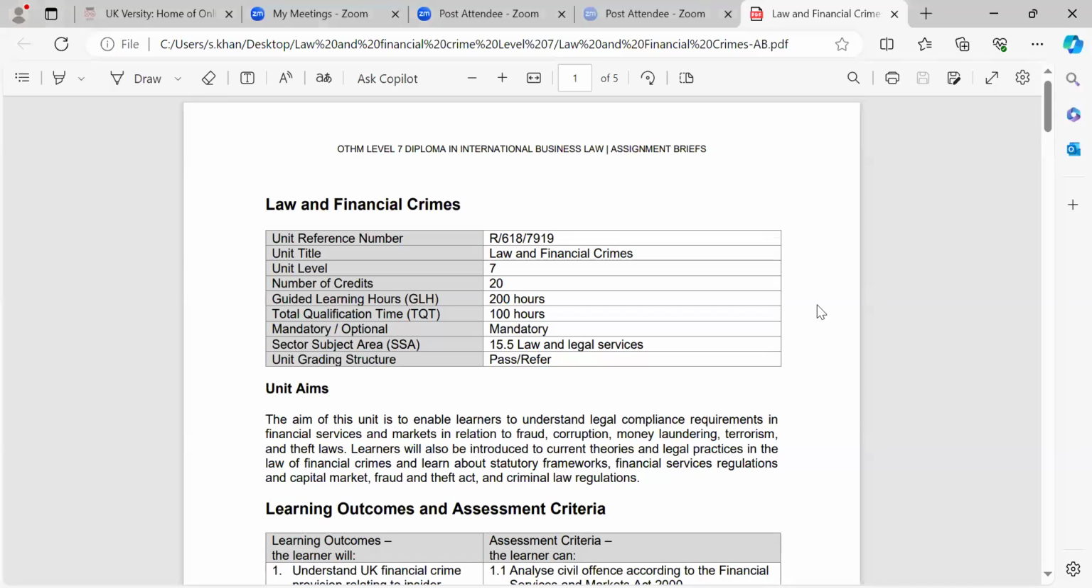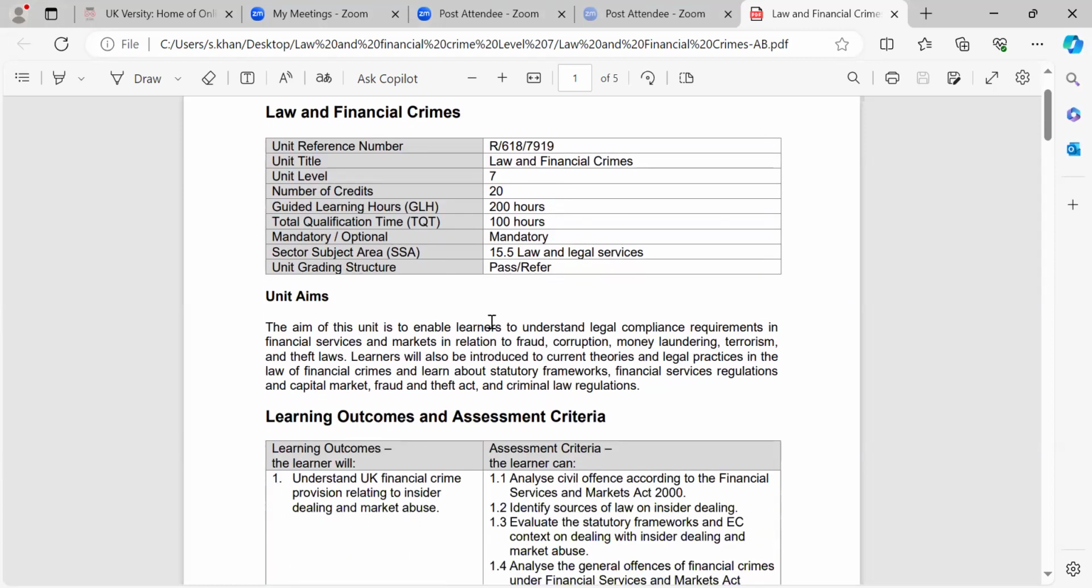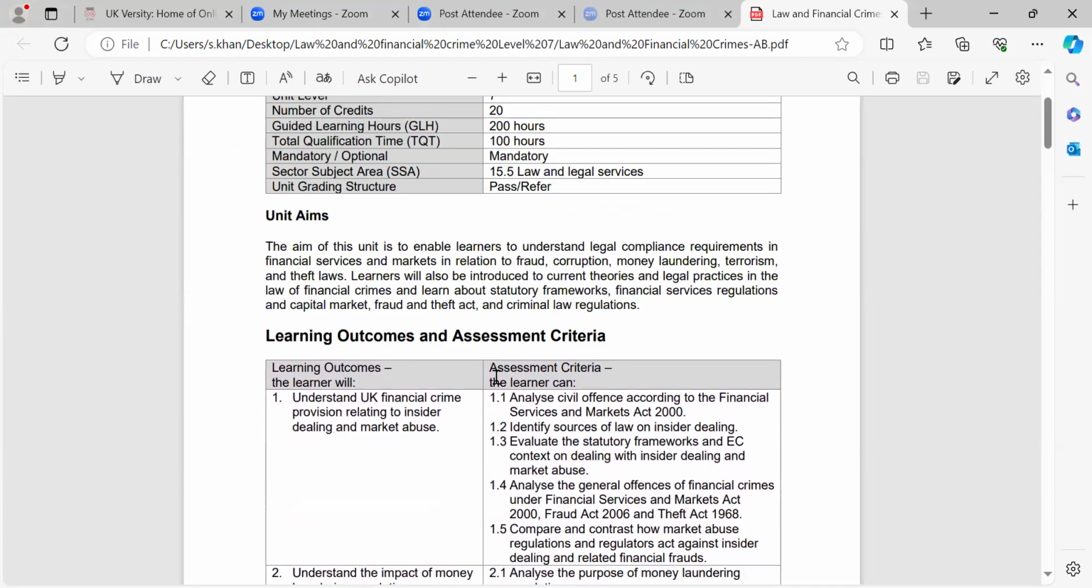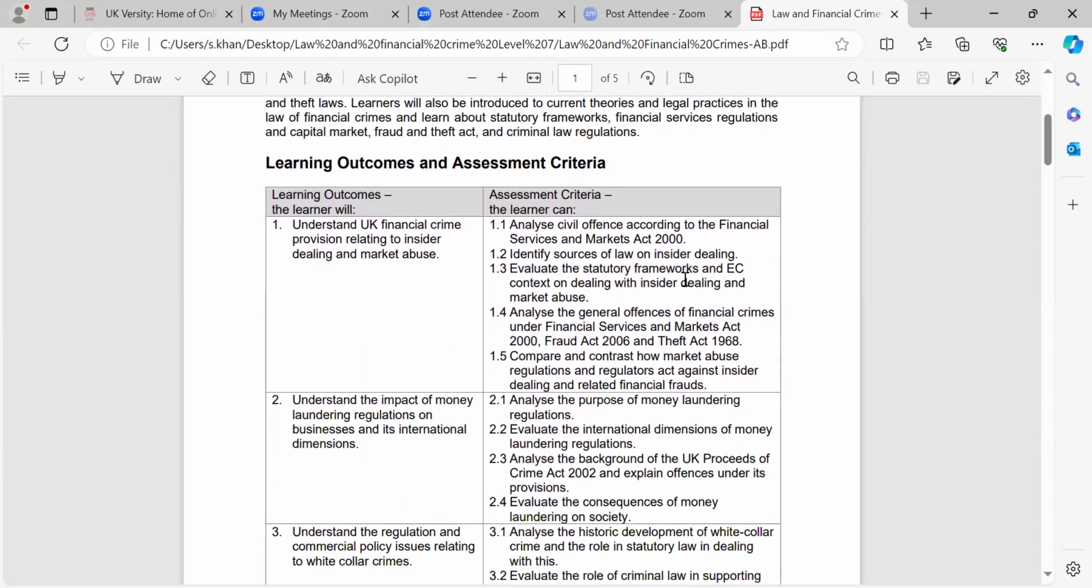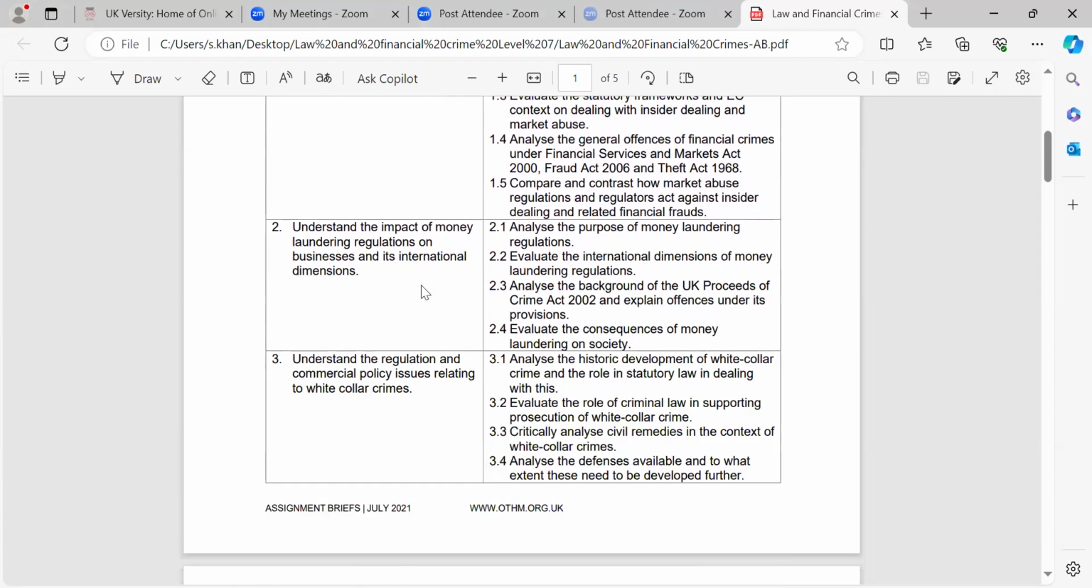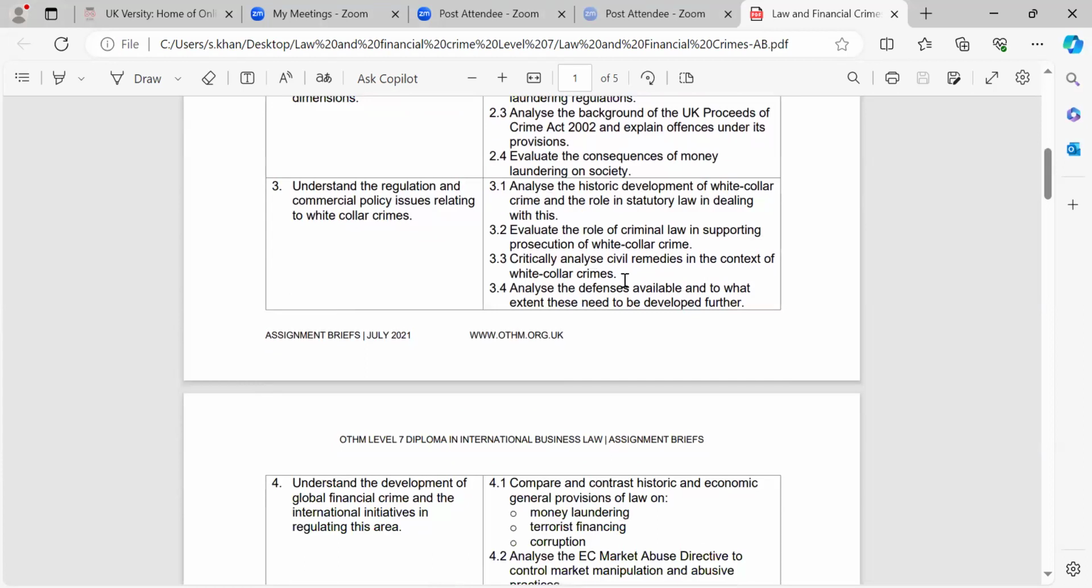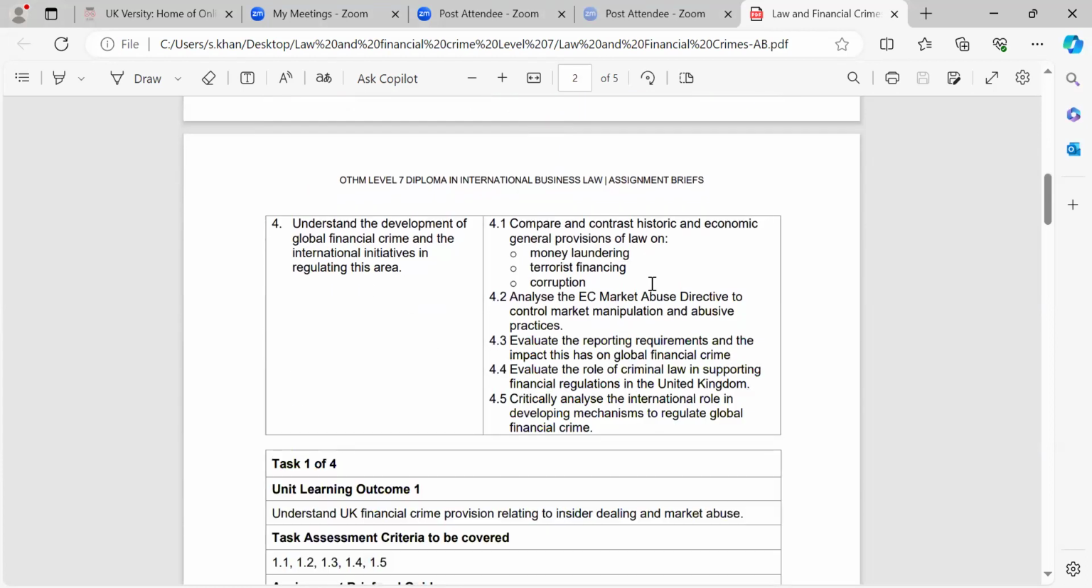So let's share this. The assignment brief is on Moodle, and it's available for you from the start. It's got the unit title on there, the unit reference number, the credits, all sorts of information in regards to your guided learning hours, pass or refer, what you could get. And then it's got the learning and assessment criteria there. So learning outcome 1, what is expected of you? Learning outcome 2, what is expected? Learning outcome 3, what is expected? Learning outcome 4, and what is expected.